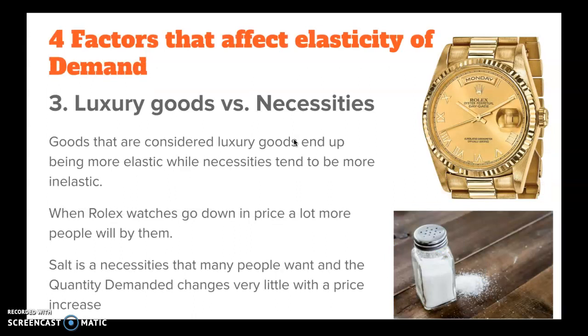Luxury goods are elastic. With something like Rolex, we know that if they raise their prices, people buy way less of them, and if they lower prices, people buy way more of them, which is a good indication of elastic demand. But things that are necessities, like salt, are needed, and therefore people are going to be willing to pay the prices for necessity items.